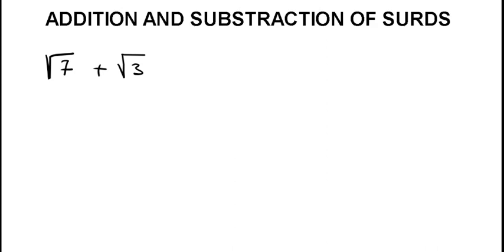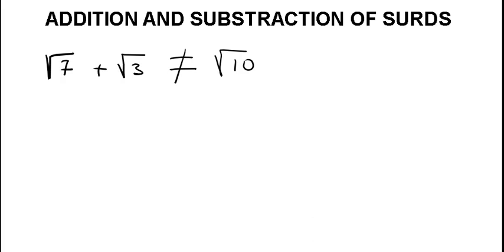Okay, we have root 7 plus root 3. In mathematics, when we are talking about surds, this is not equal to root 10. The reason why this is not equal to root 10 is because the numbers in the square root are not the same. In surds, you don't add numbers in the square root when they are not the same.